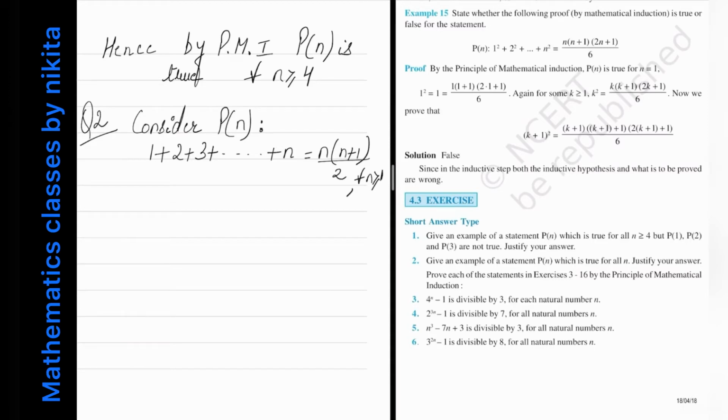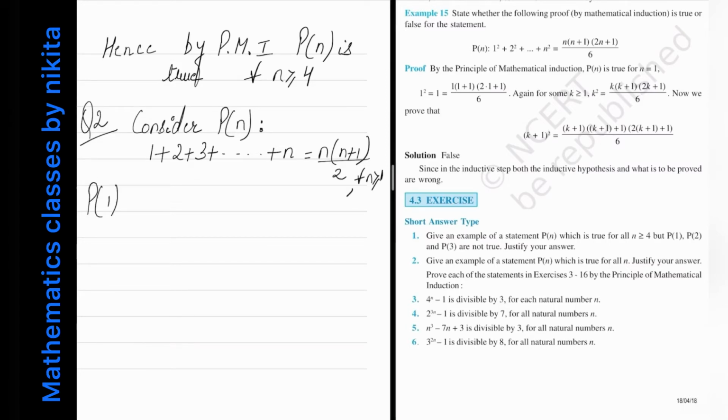So basically this statement is saying what? That the sum of first n natural numbers is given by the formula n into n plus 1 by 2, which is true for all n greater or equal to 1. So I am saying that this statement is true for all the natural numbers. Let's prove this. Okay. Base case is p of 1.